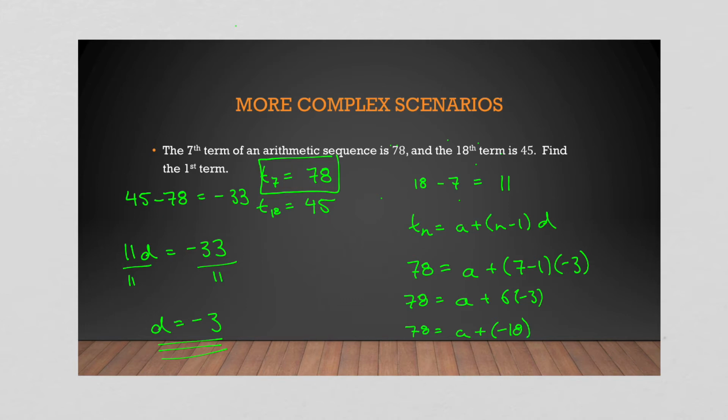So then we add 18 to both sides, and we get our first term. So 78 plus 18 is 96. So that is term 1, or A. You could have used T18 of 45. The difference would have been this value, our Tn, we put in as 45, and our n value we put in as 18. You'll end up in the same place, but you can use either one.